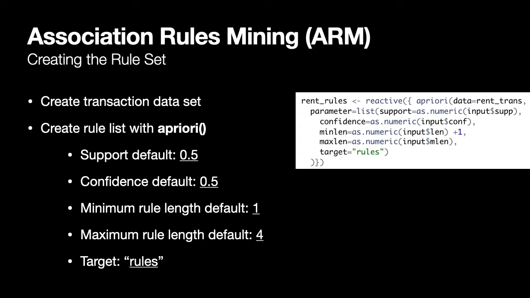So onto the actual association rules mining, I will create the transaction data set and then run the a priori function on that to create the rule set. Here for the parameters we can see I've given some default values because the code itself is set up to allow for the user's interactivity in changing those values when they use the sliders in the Shiny app.